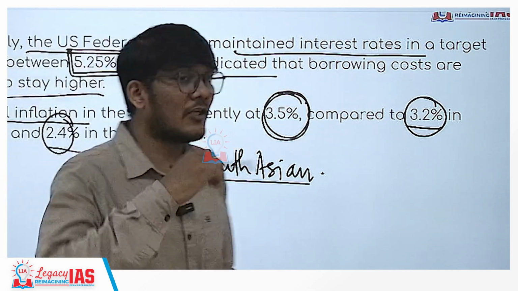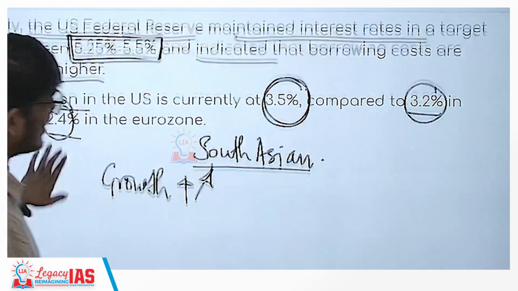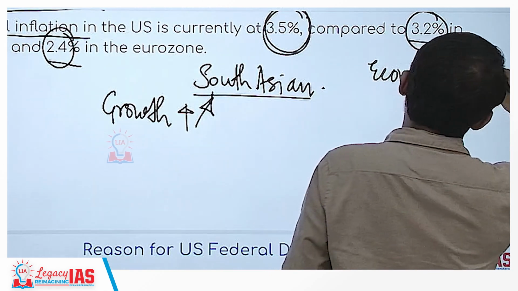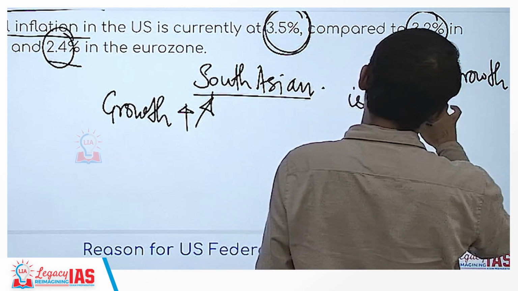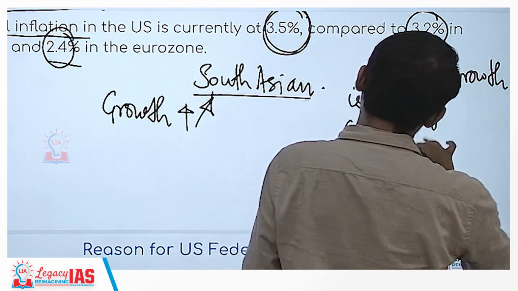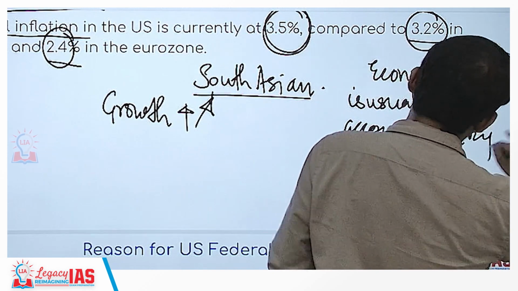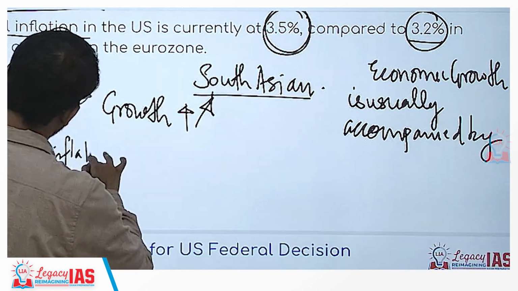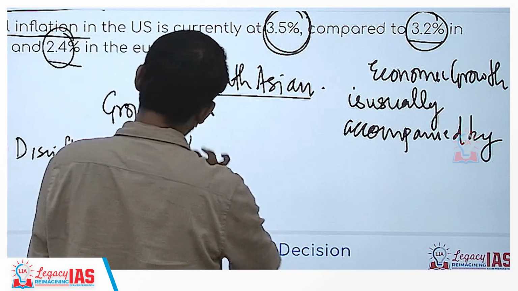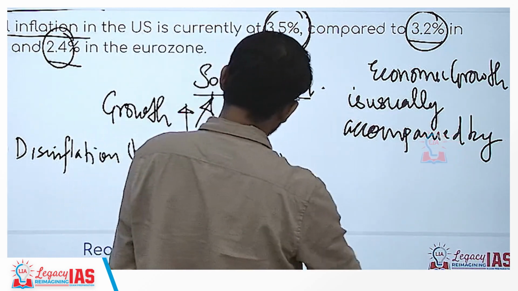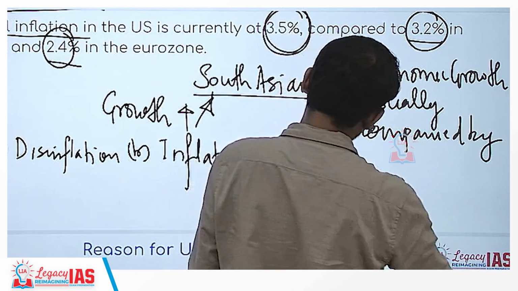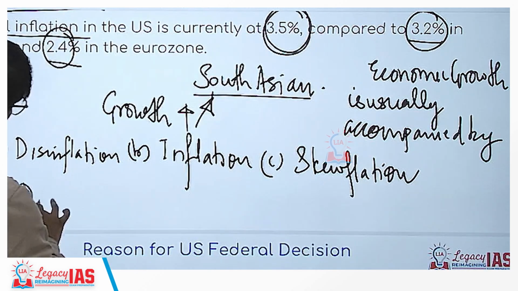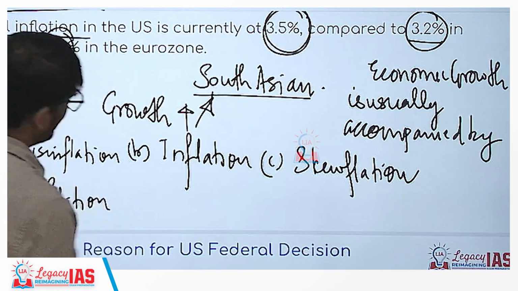Now there was a question in UPSC a few years back, I don't remember the exact year, but the question was: economic growth is usually accompanied by, and the options were A, disinflation, B, inflation, C, skewflation, D, deflation. And the correct answer to this, guys, is inflation.